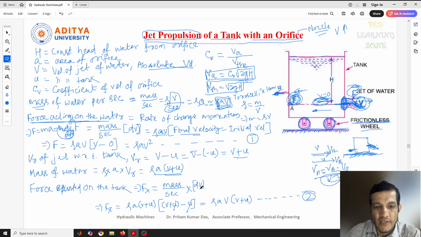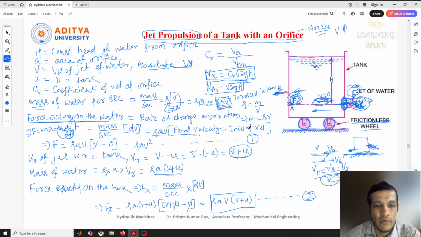This is the change in velocity. The change in velocity means the final velocity minus the initial velocity. Final velocity is the velocity of the jet which is coming out. Initially it was V, now we have considered V plus U, the relative velocity, minus the velocity of the tank, which is the initial one. Now this is about the force exerted on the tank. Once the force exerted on the tank is identified, the remaining part is work done and efficiency, because there is a movement of the tank.